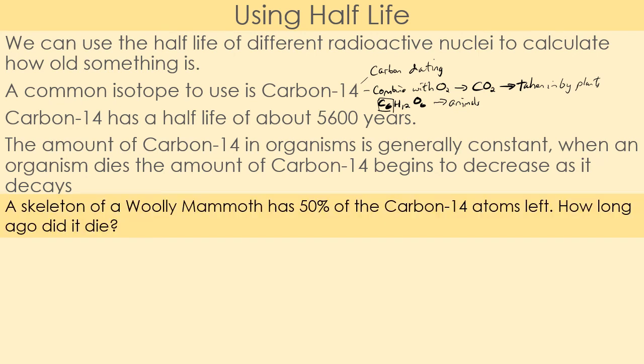So we can work things out. Imagine we found a skeleton of a woolly mammoth, and we found it had about 50% of the carbon-14 atoms left. How long ago did it die? Well, if it had 100%, it would have all of them. It would have just died. But it has 50%. It has lost half of them. So we can say that it died 5,600 years ago. Why can I say that? Because it is one half-life. One half of those atoms has decayed.